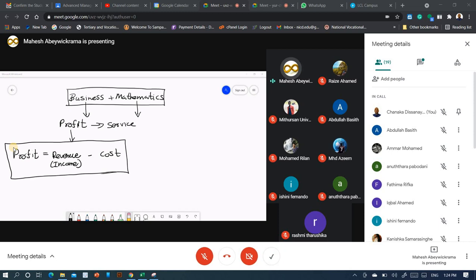What else do we want to calculate in a business? Cost, yes. Other than cost, other than profit. Mansaf, Rilan, Nipunna, Bacon, what do you think about that? Rashmi: income. Yeah, to calculate the income we need maths. Other than these three words in the formula, profit equals income minus cost, right? What do you want to calculate in a business?